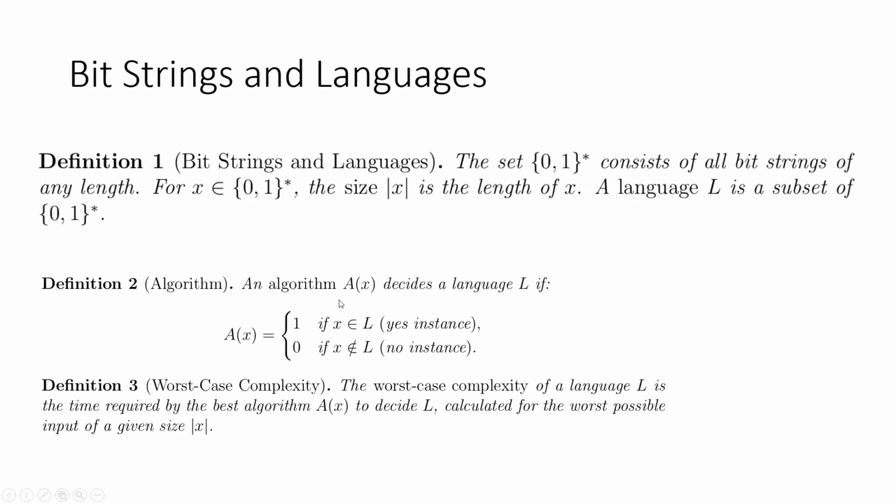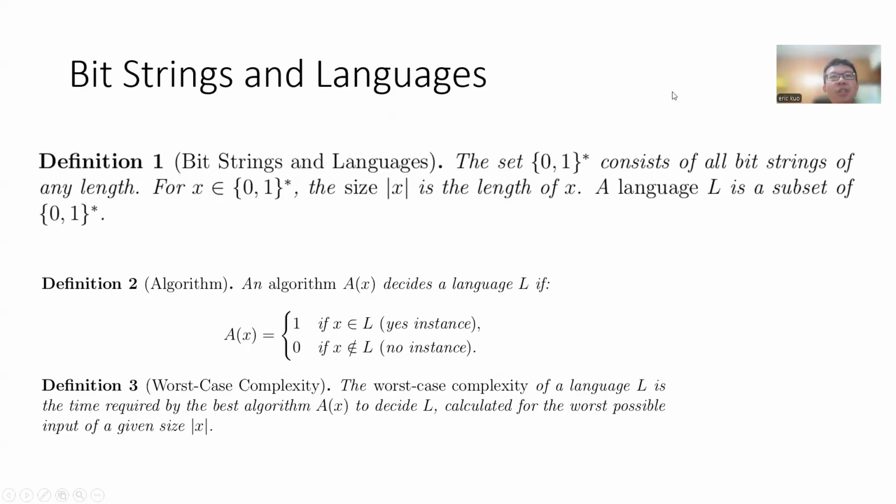An algorithm basically decides the language. If x belongs to L, it should output 1. If x does not belong to L, it outputs 0. So an algorithm may not be classical, but if you define classical complexity, it is basically a Turing machine. And then there's an idea called worst case complexity. The worst case complexity of a language L is the time required by the best algorithm that decides L. Hopefully this is well defined.